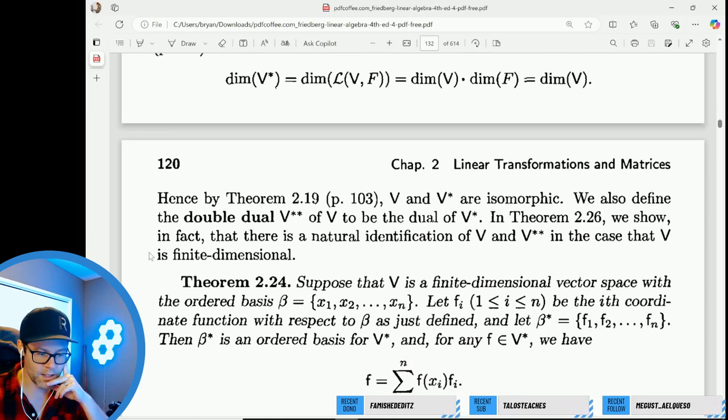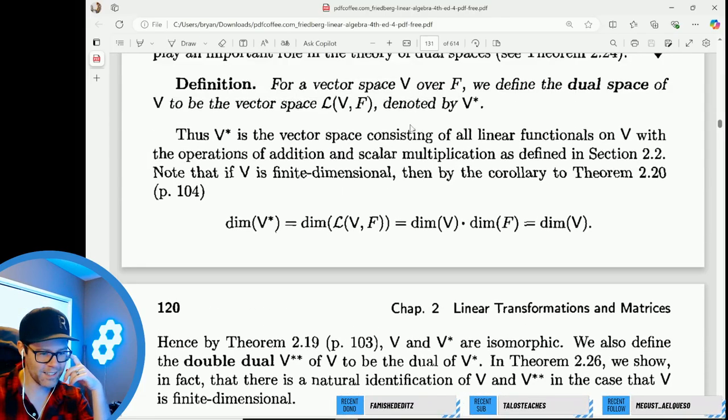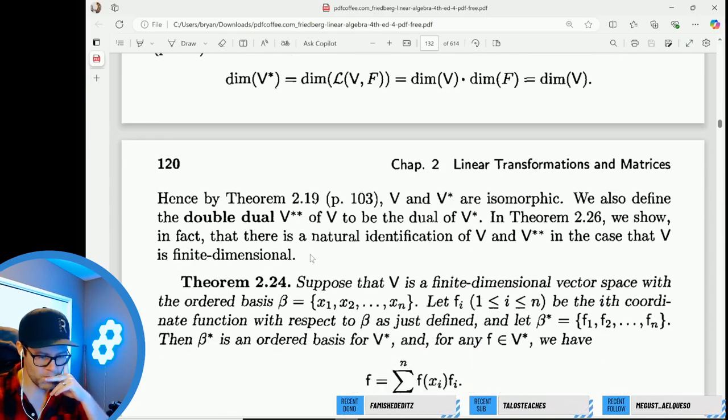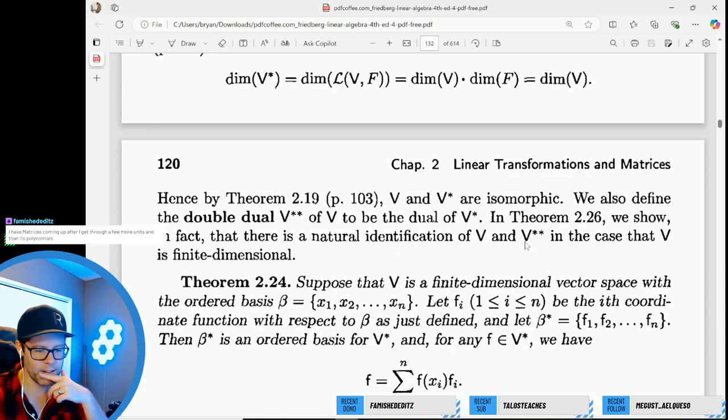We also define the double dual to be the dual of V star. Okay. So V star is the linear functionals on V. V star star should be the linear functionals on V star. Yeah, okay. That's weird. But okay. And then in theorem 2.26, we show that there's a natural identification of V and V star star when V is finite dimensional.